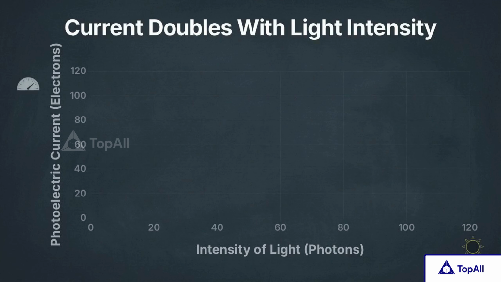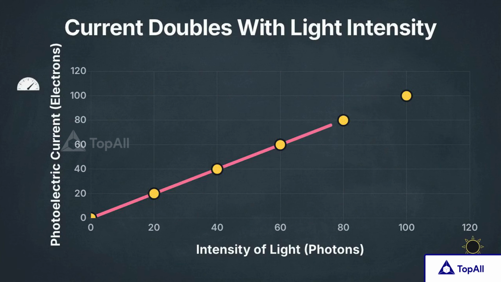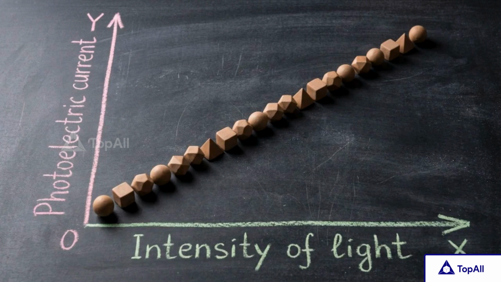Physicists map these results by placing the intensity of light on the horizontal axis and the photoelectric current on the vertical axis. When we plot the data, the points align in a straight path from the origin. As one value doubles, the other follows exactly. This line confirms that photoelectric current is directly proportional to the intensity of the incident radiation.